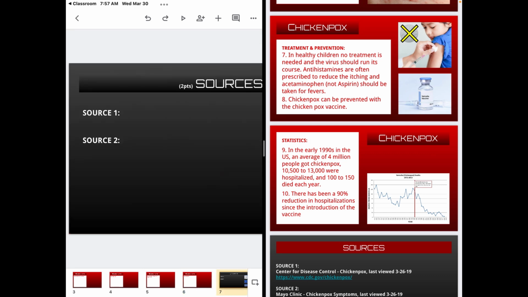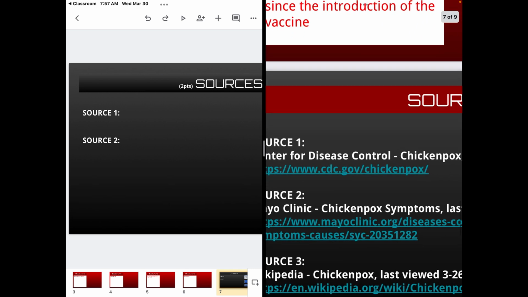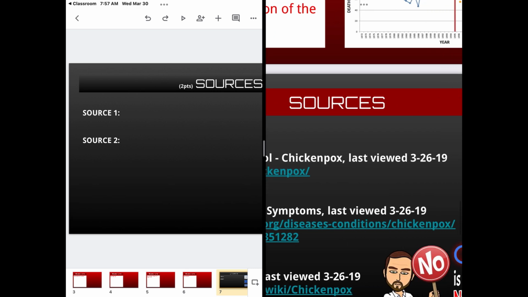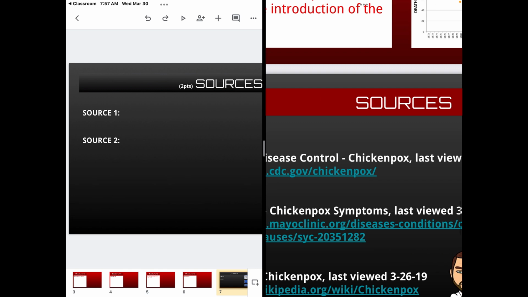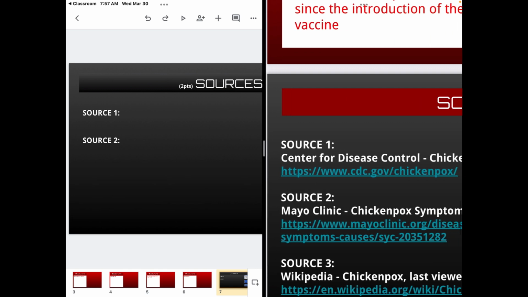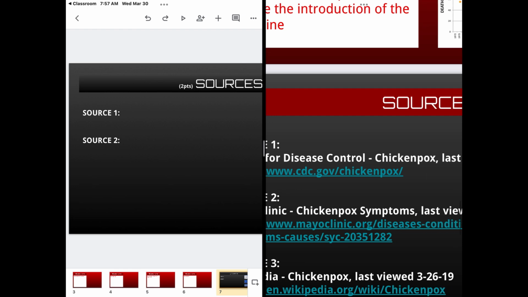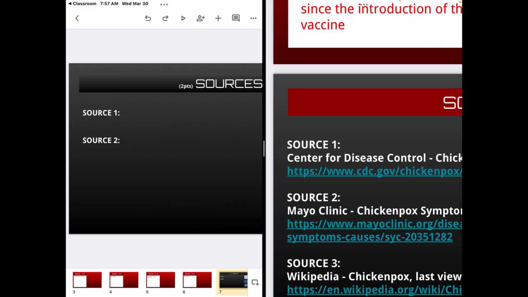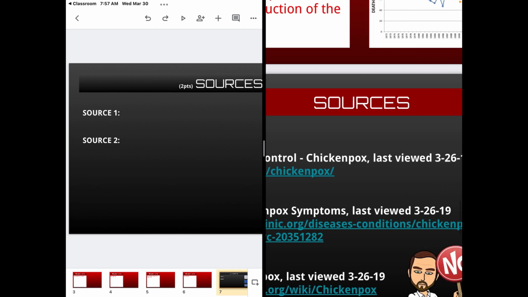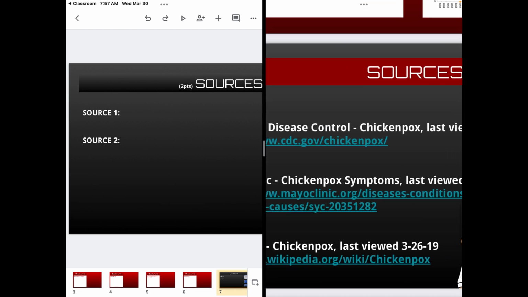Last slide is sources. Your sources need to include the name of the website, when it was last viewed, and the actual web address. If I go to the CDC website, I don't want the homepage. I want the page for my disease. If I go to the Mayo Clinic, I don't want the homepage, the .org. I want the rest of it for my disease. Same for Wikipedia.